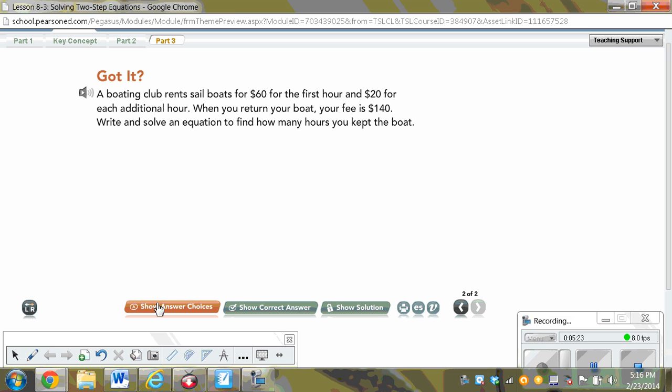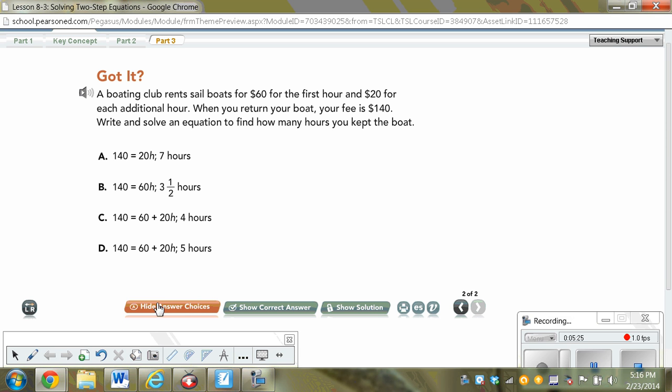Okay, so ladies and gentlemen, which one of these looks like something we came up with? Okay, so we're between C and D, right? So let's see what this is going.